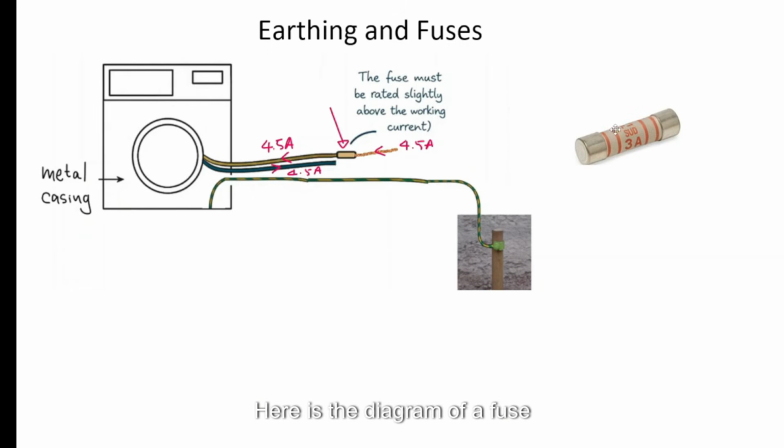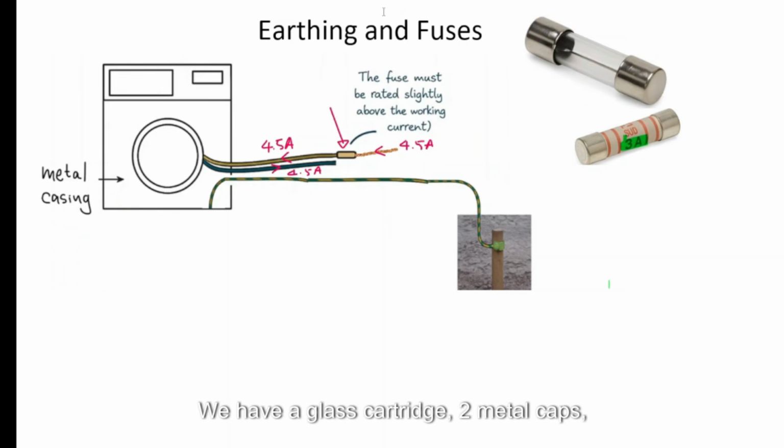Here is the diagram of a fuse, and the value here is 3 amps. This is what you call the rating of the fuse. The idea is if the current goes above 3 amps, this fuse will melt. Now let's look at the design of a fuse. We have a glass cartridge, 2 metal caps, and here's a wire. This wire is designed to melt when the current goes above a certain value.